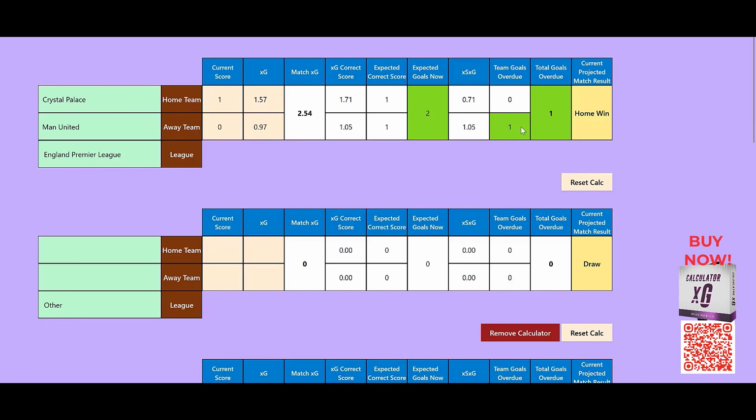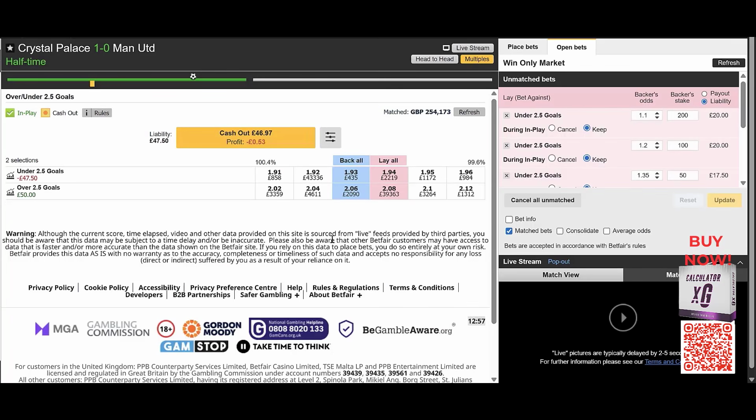So you might look at this and some people might think, well, that's not right, is it? Because we're saying projected match result Crystal Palace, but Man United are due a goal. Well, it can just fall that way. So look, Man United are due a goal. Total goals overdue is 1. And anyway, look, don't worry about it. Just get involved on the goal market.